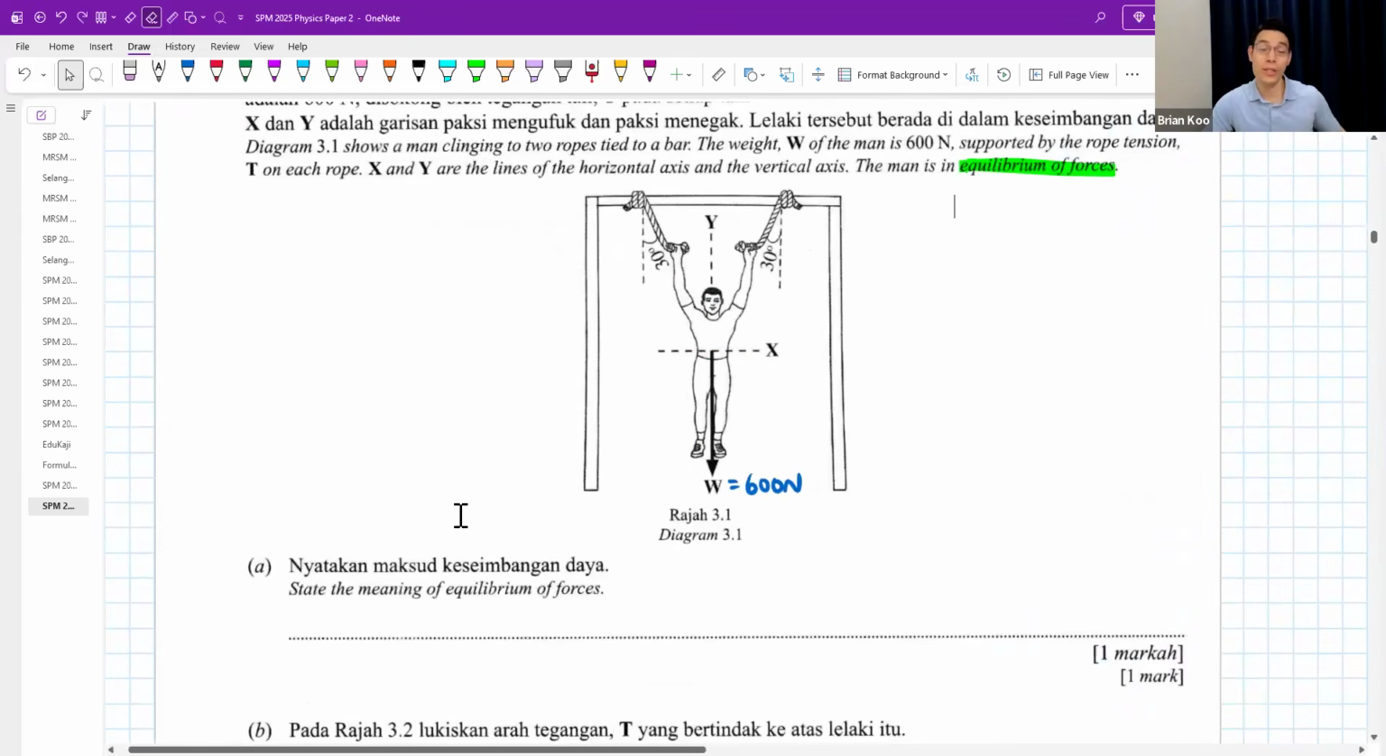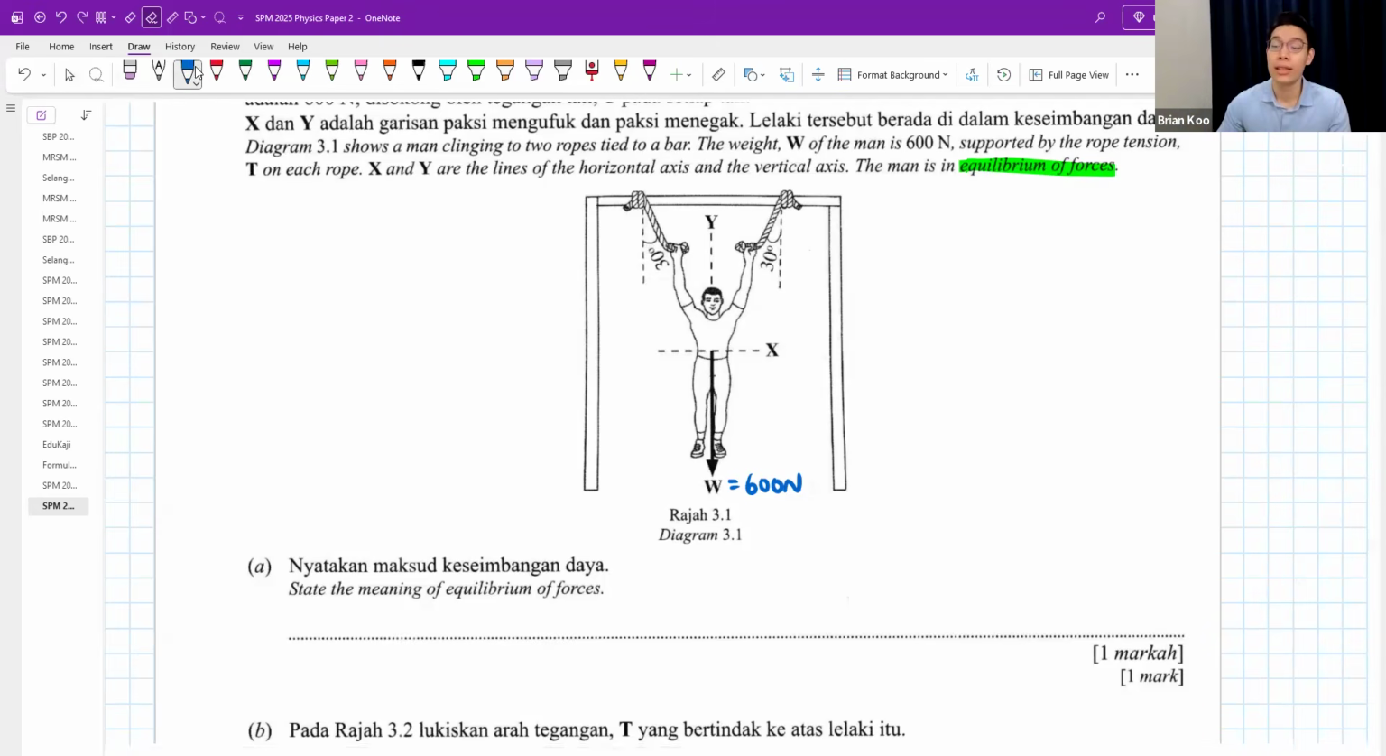Equilibrium meaning no resultant force. All the forces acting on this guy are balanced, are equal. You can say the resultant force acting on an object is 0. Or you just straight up say 0 resultant force. Up to you.